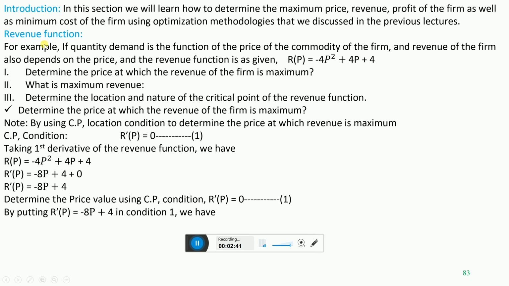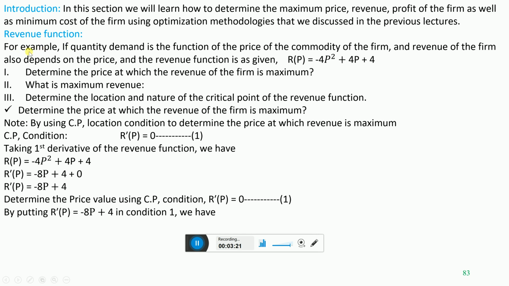So we are starting from the revenue function, and I'm using the optimization methodology to determine the price of the commodity at which the company can earn maximum profit, as well as the company can earn maximum revenue. So we will learn the determination of the maximum price and revenue or profit by putting mathematical examples.